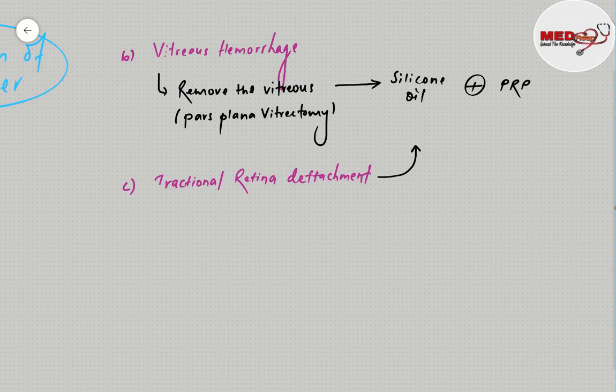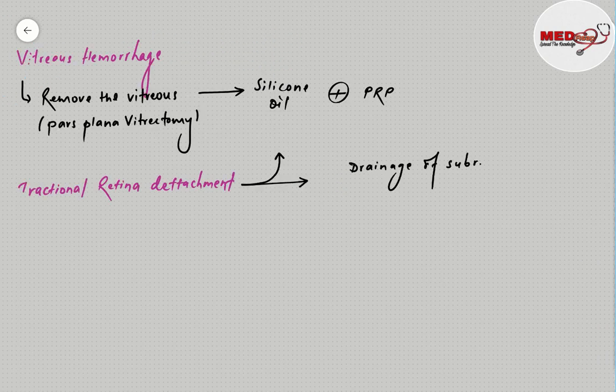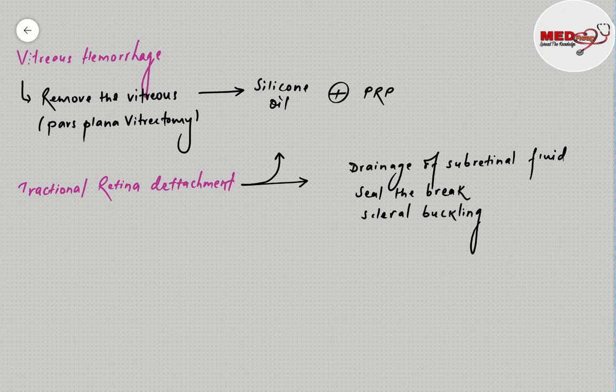Along with it, we have to do correction of the retinal detachment. Its detail will be discussed in its respective chapter, but basically what we do is the drainage of the subretinal fluid and sealing of the break with the laser and scleral buckling.